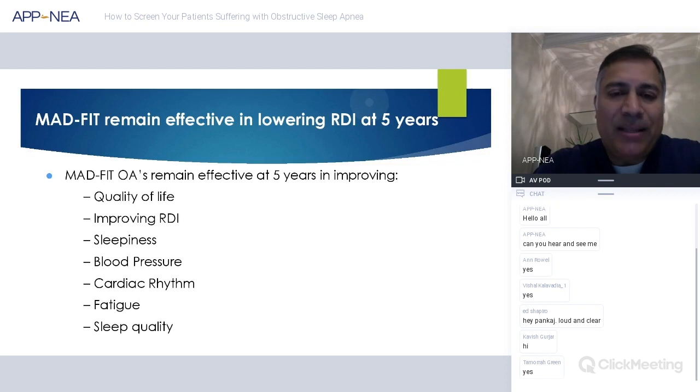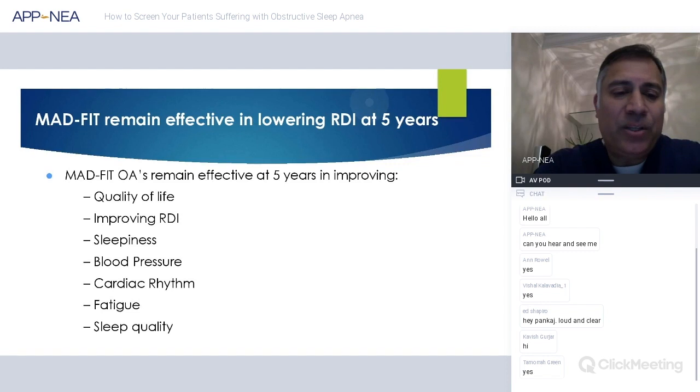But the goal of oral appliance therapy is improving the quality of life of your patient. Give them a fighting chance, because without therapy, they're literally dying a slow death, and all their medical conditions are getting worse. Of course, we want to improve their RDI, the respiratory disturbance index, or the AHI, the apnea-hypopnea index. We want to improve their sleepiness during the day, and their medical conditions, like blood pressure.